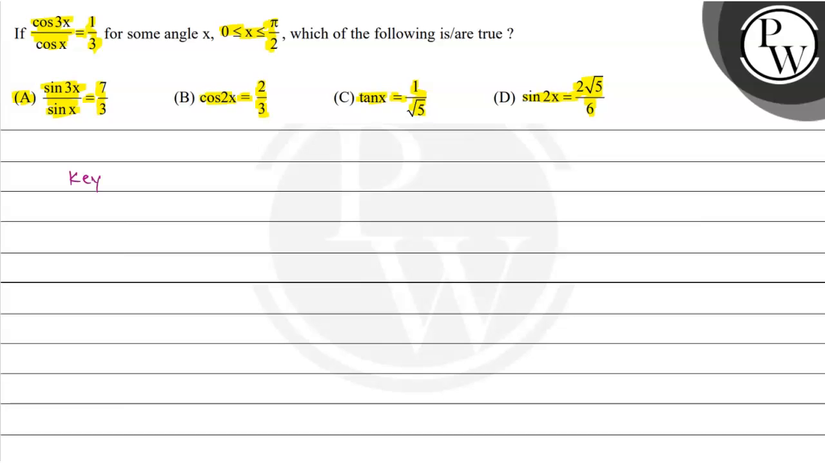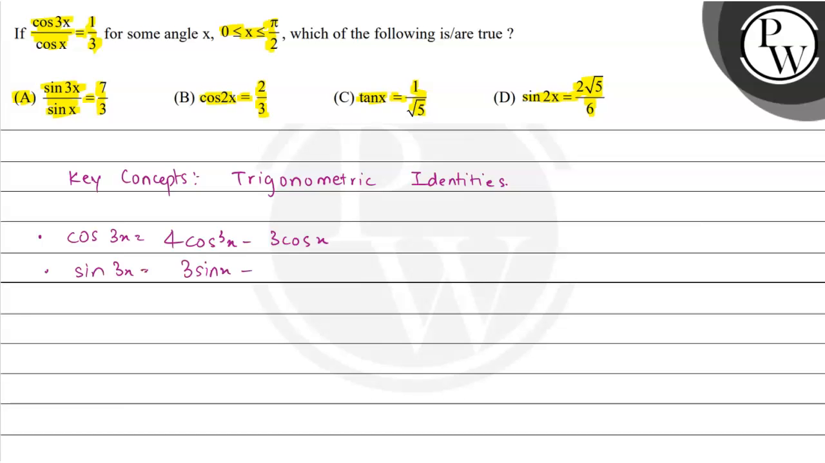The key concepts involved are trigonometric identities, and the trigonometric identities that we'll be using in this problem are cos of 3x is equal to 4 times cos cube x minus 3 cos x. Similar to this identity, we have sine of 3x is equal to 3 sin x minus 4 sin cube x.